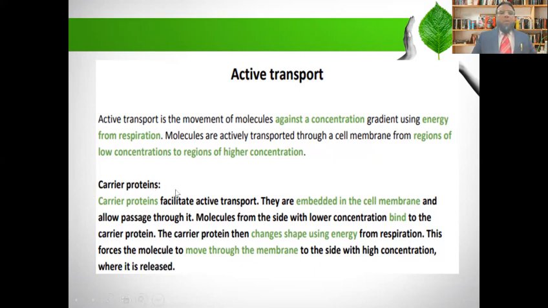Also, there is a special type of protein which we call the carrier protein. Carrier proteins facilitate active transport. They are embedded in the cell membrane and allow passage through it. Molecules from the side with lower concentration bind to the carrier protein. The carrier protein then changes shape using energy from respiration. This forces the molecules to move through the membrane to the side with a high concentration, where it is released.